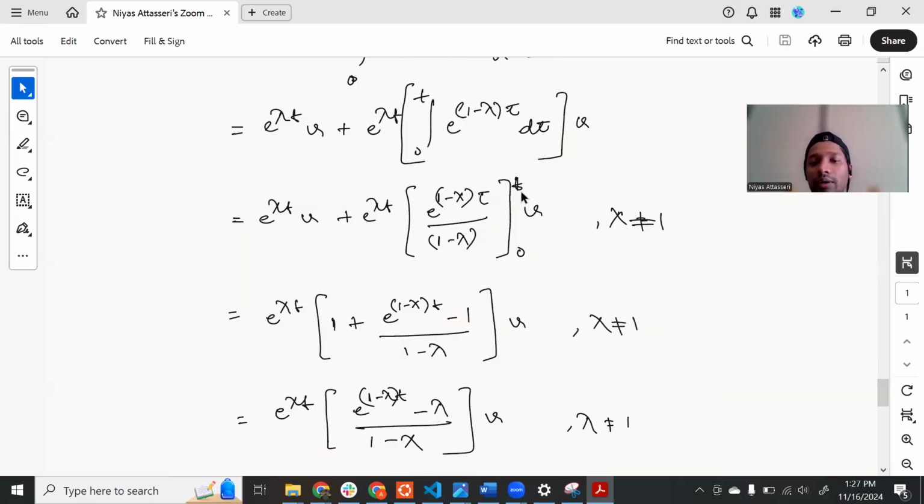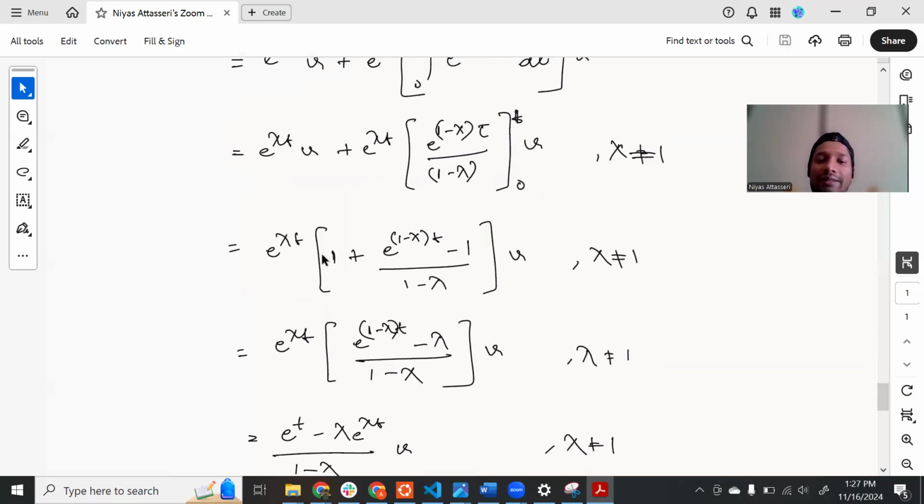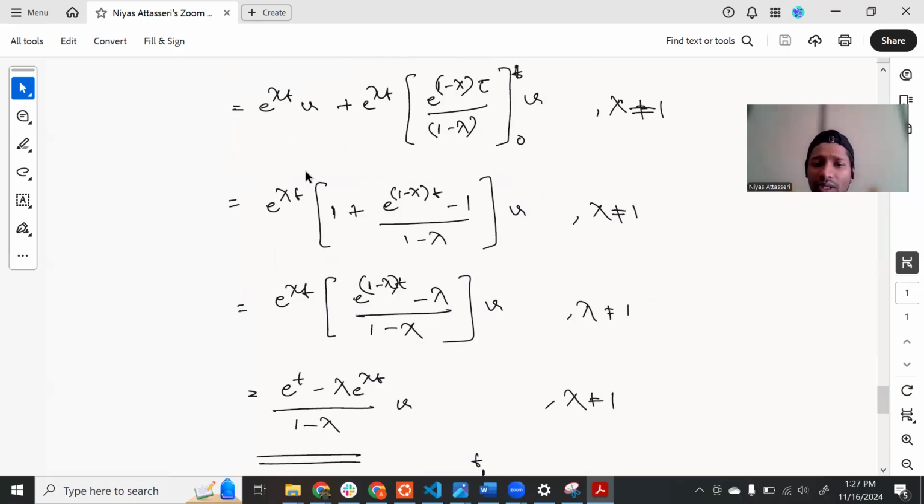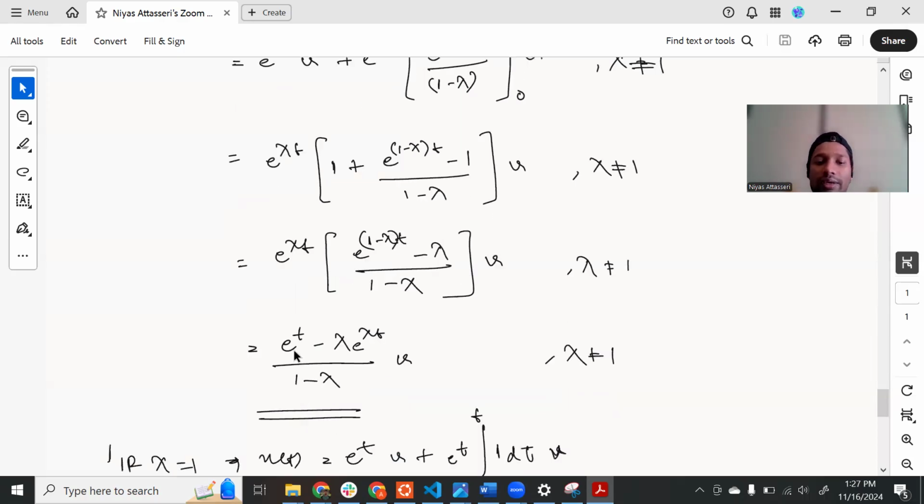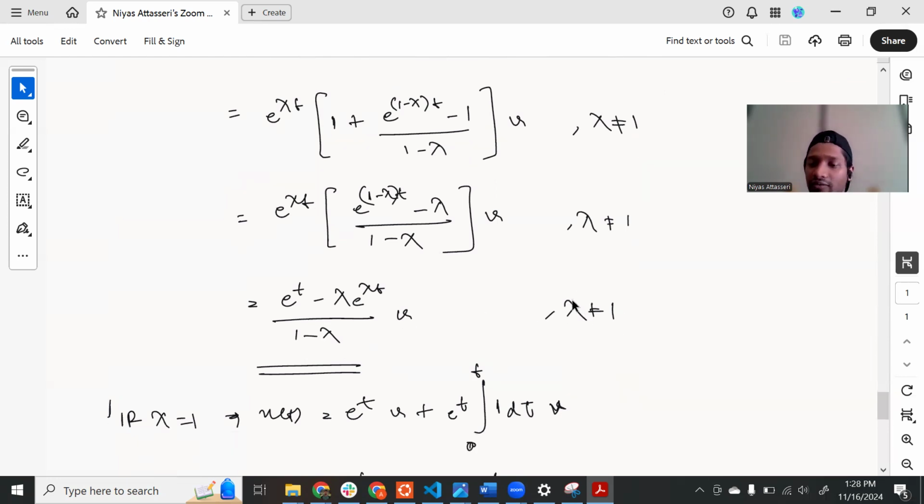And when we substitute the upper limit and lower limit, we get that the final solution is basically e raised to lambda t into 1 plus (e raised to (1 minus lambda) t minus 1) by (1 minus lambda). When you multiply 1 minus lambda on the 1 and then add these together, you get e raised to (1 minus lambda) t minus lambda divided by 1 minus lambda. Now you can multiply this e raised to lambda t inside. You can see that there's a minus lambda multiplied by t here, so that gets cancelled. And in the final equation, you will get e raised to t minus lambda multiplied by e raised to lambda t, divided by 1 minus lambda and multiplied by v. Okay. So this is only valid when lambda is not equal to 1.